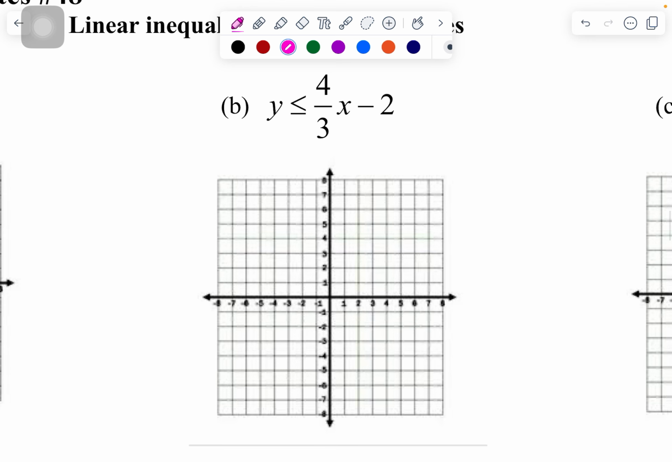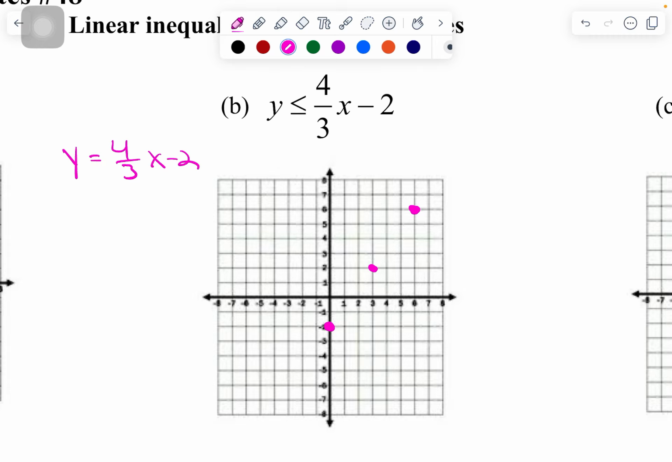We're going to do the exact same thing. Start with the boundary line. Y equals 4/3 x minus 2. So down to -2 on the y-axis, slope is 4/3, so up 4, then 1, 2, 3 to the right. Up 4, 1, 2, 3 to the right. I've run out of graph.